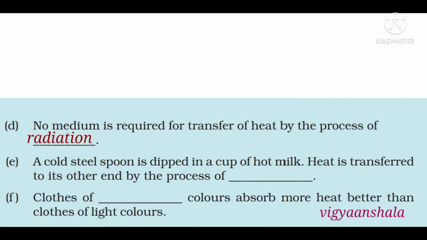A cold steel spoon is dipped in a cup of hot milk. Heat is transferred to its other end by the process of conduction. Next, clothes of dark colors absorb heat better than clothes of light colors.